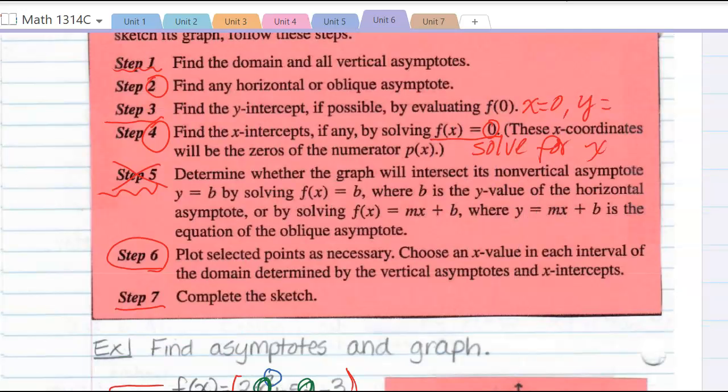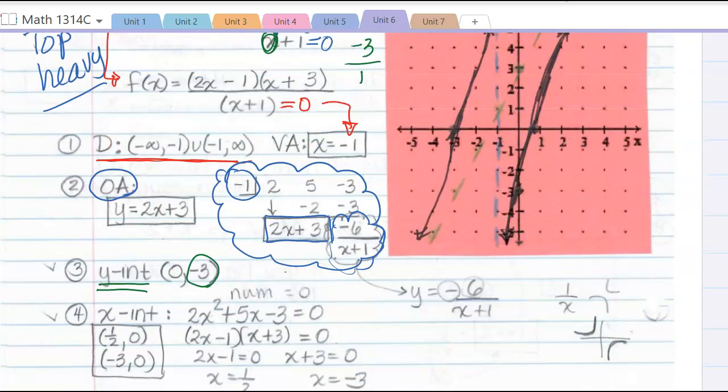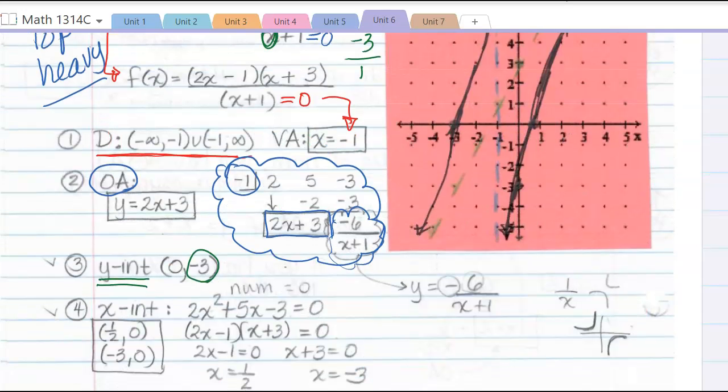For step number 4, our job is to find the x-intercepts. In order to do that, we're going to let our function equal 0. So let's come down here and let our function equal 0. I'm going to show you something: we had (2x squared plus 5x minus 3) over (x plus 1).